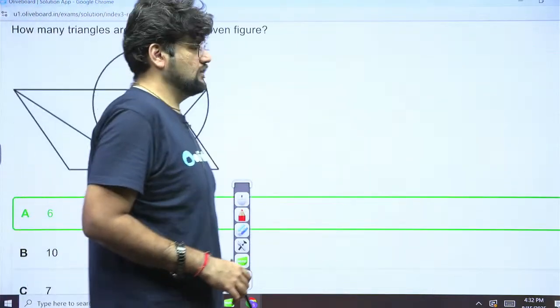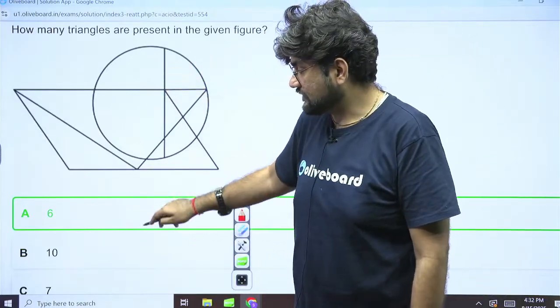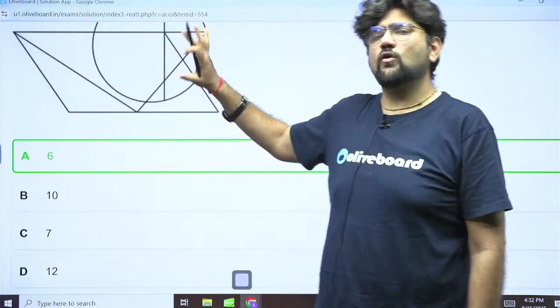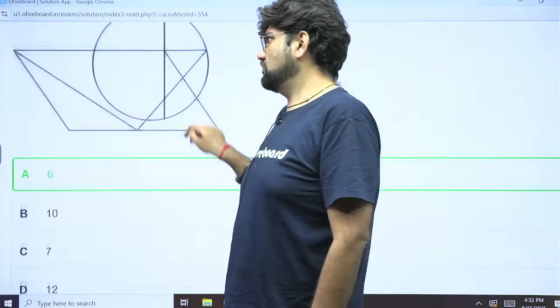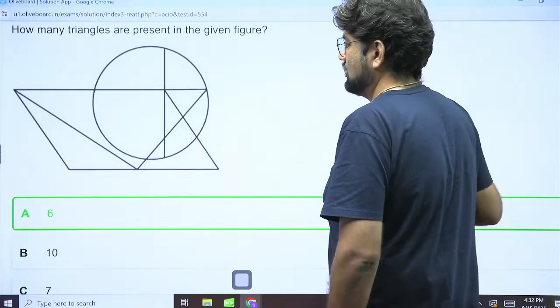51 seconds. Okay. Why 51 seconds? Because of reconfirming. Once you have gotten 6, you get scared that, okay, can it be 7? Am I missing out on one triangle? Let me just cross check. Okay, I understand. I agree. This is very much possible in this case. Next.